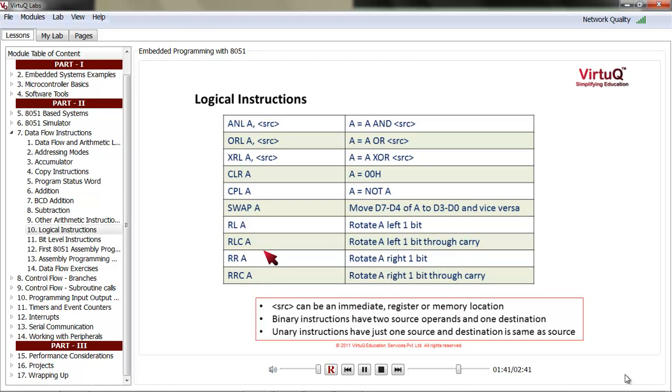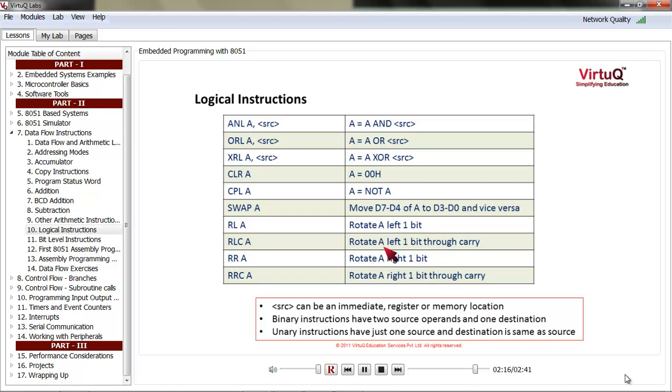R stands for rotate, L stands for left, and R stands for right. So if it is rotate left, then it is RL. If it also involves carry, then it is going to be RLC, and similarly mnemonics of rotate right can also be constructed. So basically it's going to be RR or RRC. And the accumulator is the one which is involved in these instructions. So RL is rotate A left 1 bit position, and RLC is rotate A left through carry.